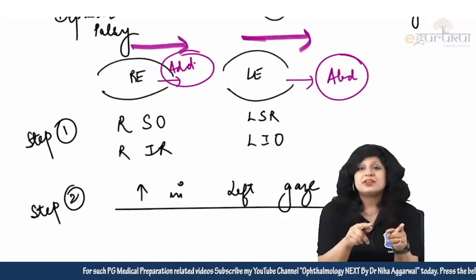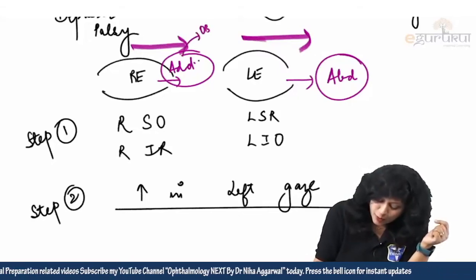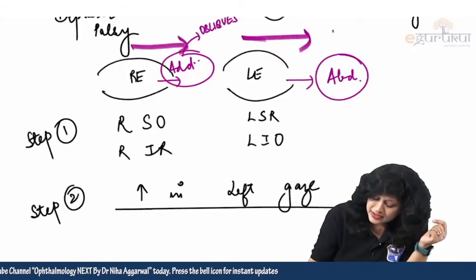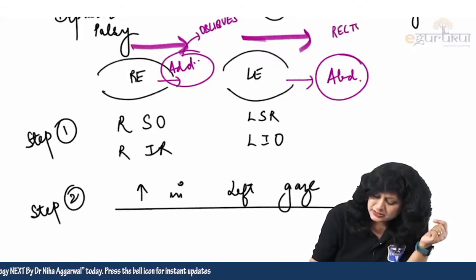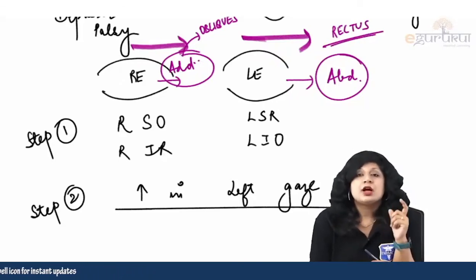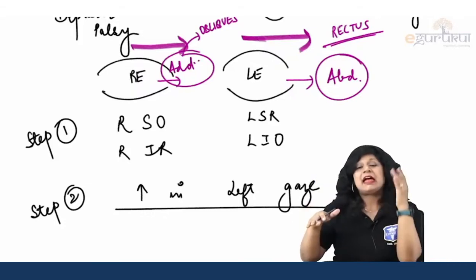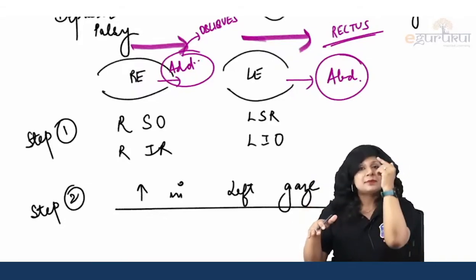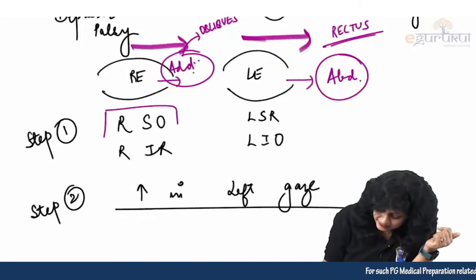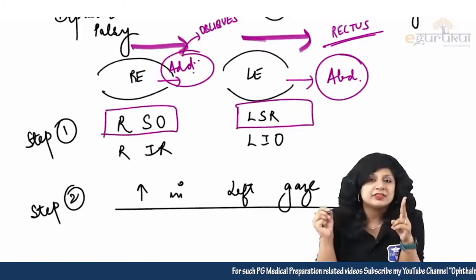So maximum elevation and depression in the adducted eye takes place by the obliques, and the maximum elevation and depression in the abducted eye takes place by the rectus muscle. I hope you are able to correlate this, because rectus muscles work maximum in the abducted eye and the oblique muscles work maximum in the adducted eye. So you have to take the oblique in the adducted eye or the rectus in the abducted eye. Out of the 4 you are left with 2.